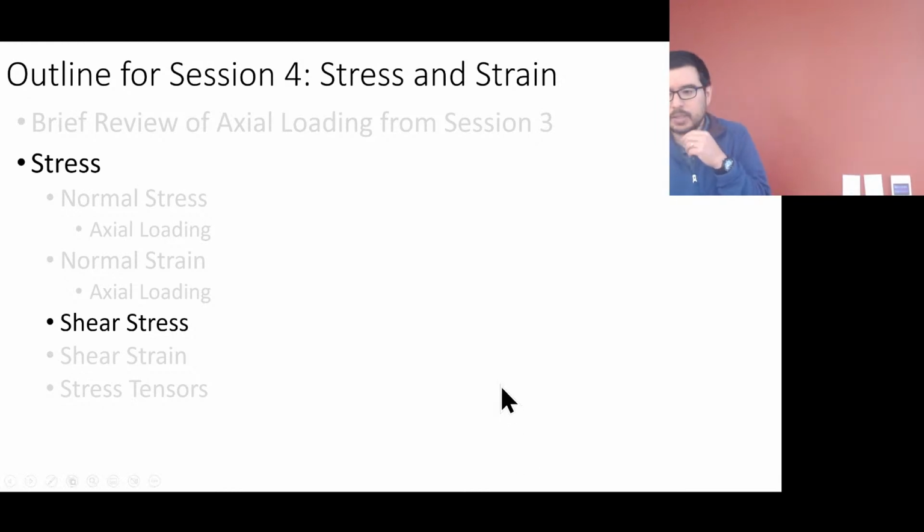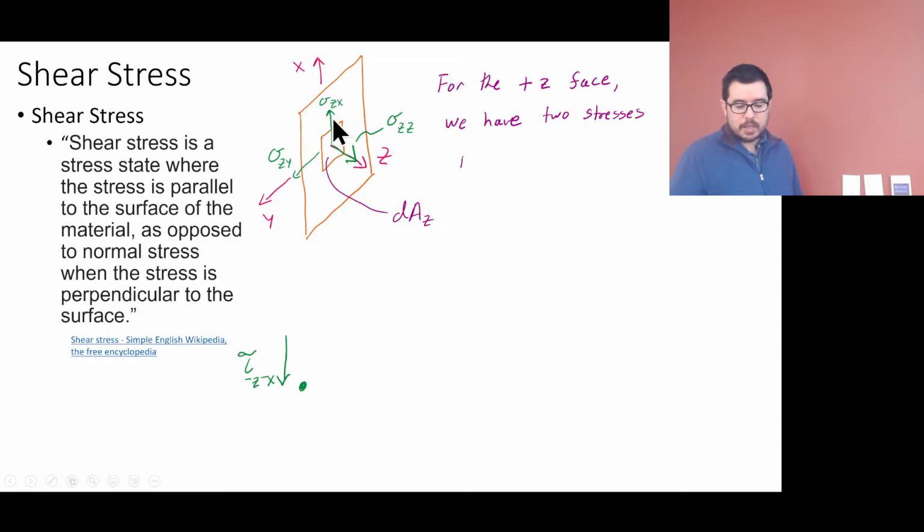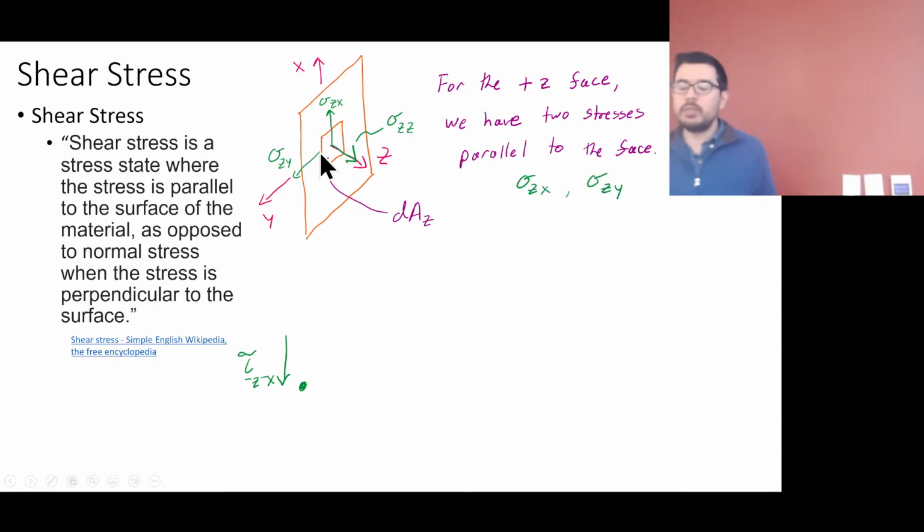Okay, shear stress. Shear stress is a stress state where the stress is parallel to the surface of the material, as opposed to normal stress, when the stress is perpendicular to the surface. Sigma ZZ, or sigma Z, was our normal stress. There are 2 other components, sigma ZX and sigma ZY. We want to be able to describe all 3 of them, because we were interested in describing that traction vector, which was describing the delta force vector.